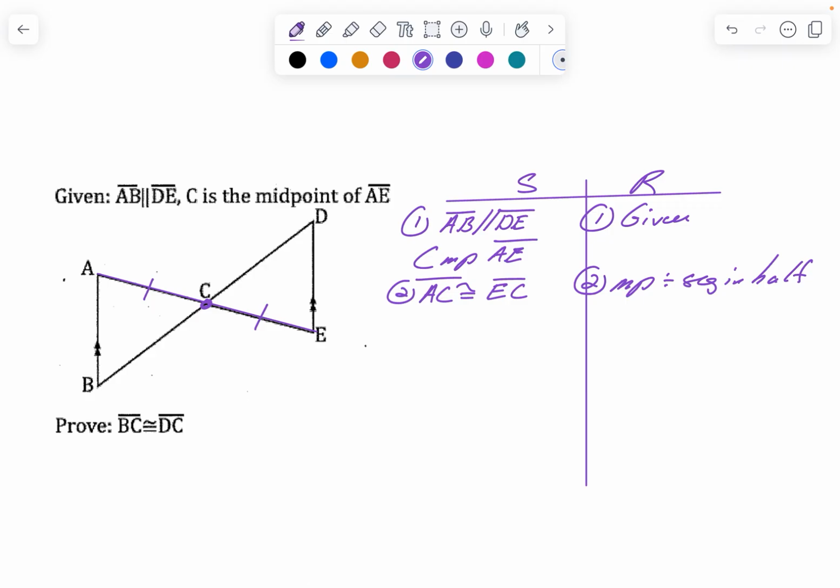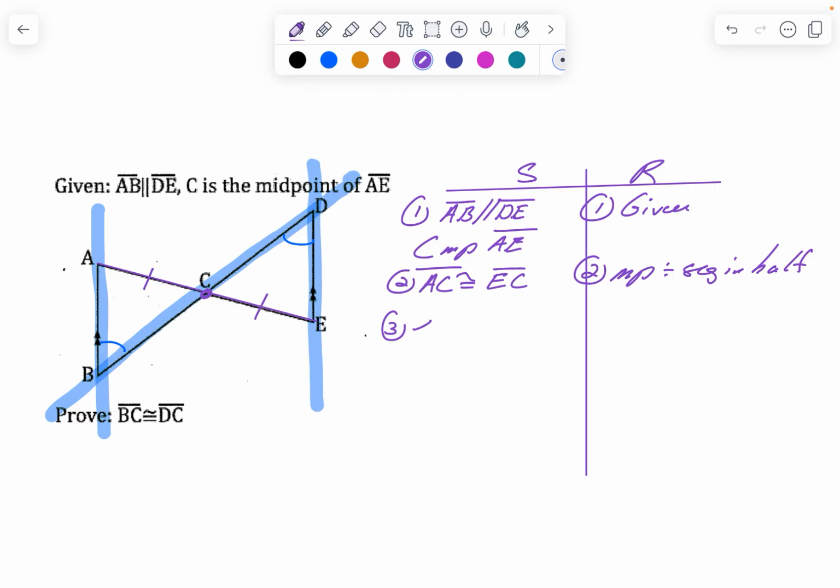But now our parallel lines. So maybe I'll use my highlighter. So we've got these lines parallel. Let's look at one transversal. So can you see these would be, here I'll mark them with the pen, these would be alternate interior angles. So I can say angle B congruent to angle D, and that means parallel lines, alternate interior angles congruent.